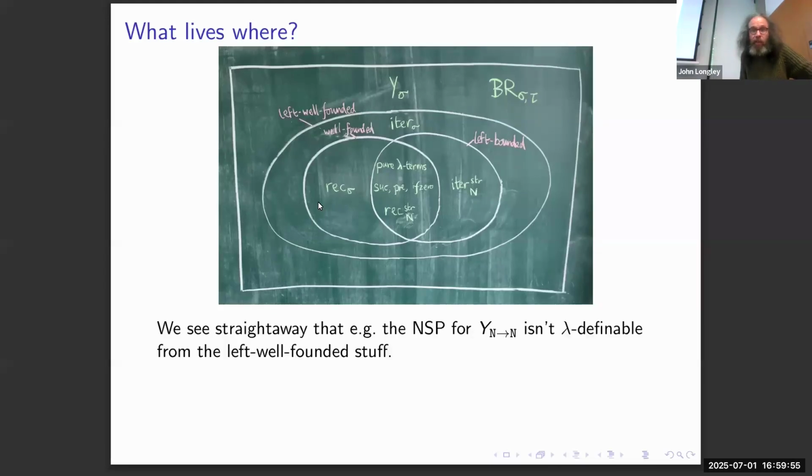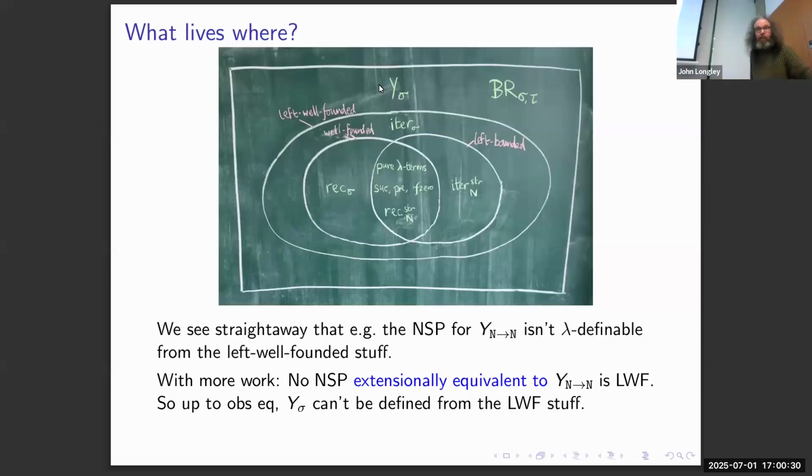So from this, we can see straight away that, because the Y combinator's tree isn't left well-founded, it's not going to be lambda definable from any of this stuff that is. If we had a programming language whose primitives were any or all of this stuff within the left well-founded world, this NSP for a Y combinator would remain out of reach for it. So we can see some expressivity distinctions.